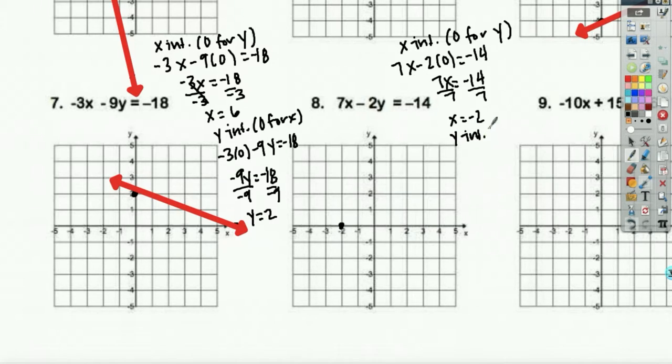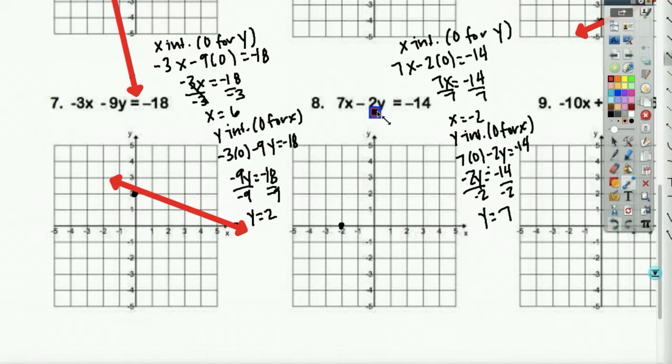To get your y-intercept, you're going to do 0 for your x's. So you're going to say 7 times 0 minus 2y equals negative 14. So you'll get negative 2y equals negative 14. Divide both sides by negative 2, and you'll get y equals positive 7. So you go to positive 7 on your y-axis and put a point, and then connect your 2 points, and you're done.